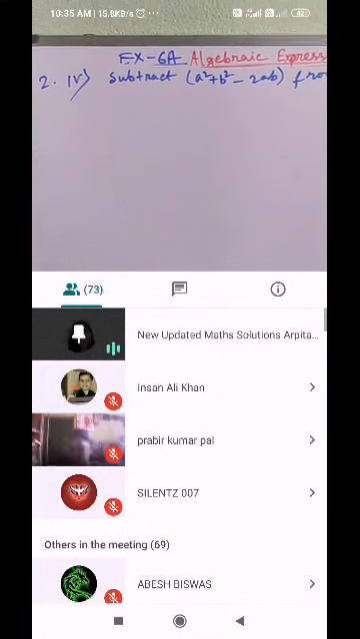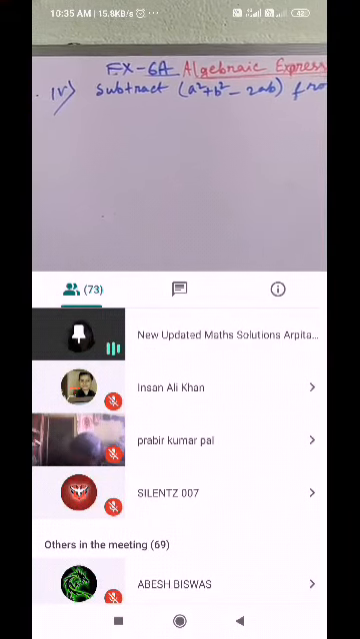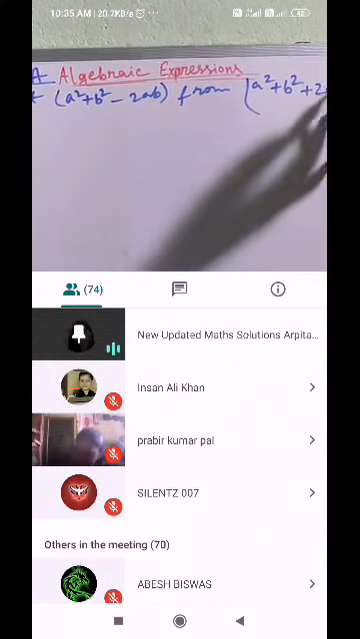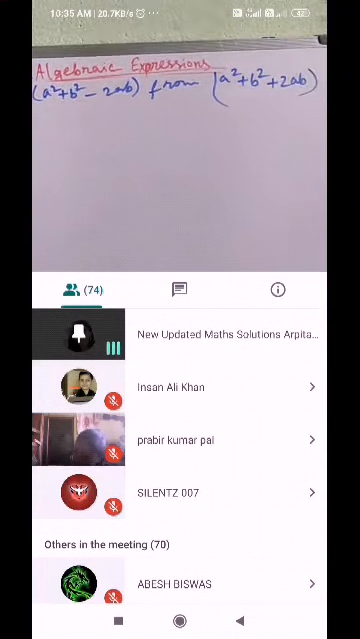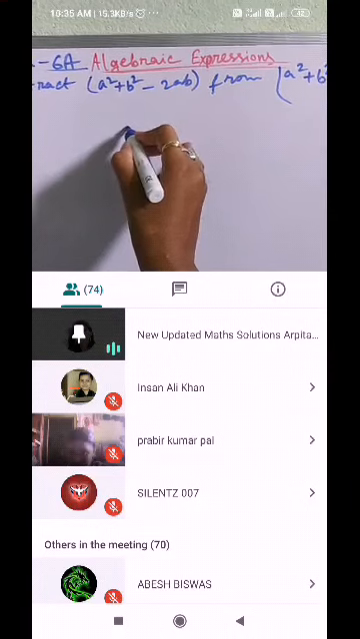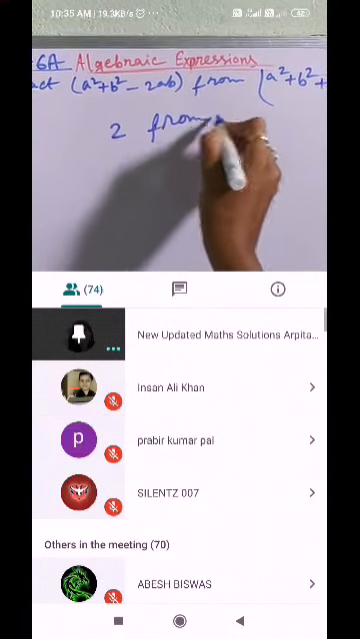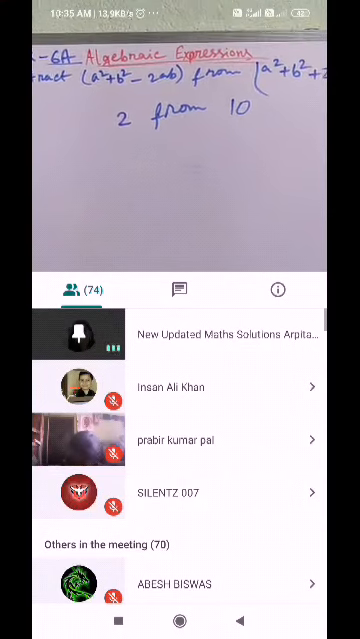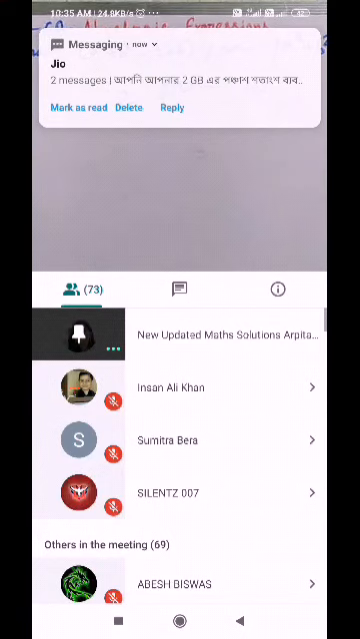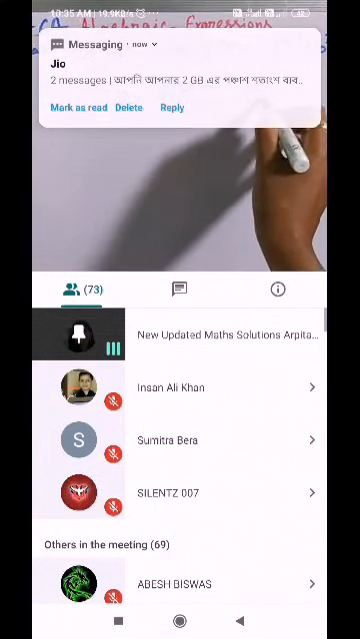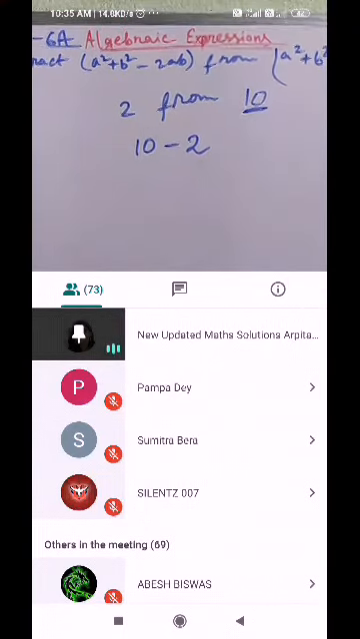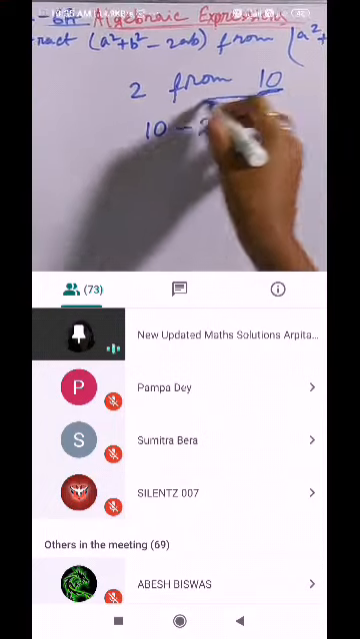Okay. This is number 2, 4. Exercise 6 says subtract a square plus b square minus 2ab from a square plus b square plus 2ab. So here, which one term is greater? At first we have to think. Suppose I give here subtract 2 from 10. Which term is greater? Which term will sit in the first position? Obviously 10. So we have to write like this, 10 minus 2. Okay, so this term will sit in the first position.